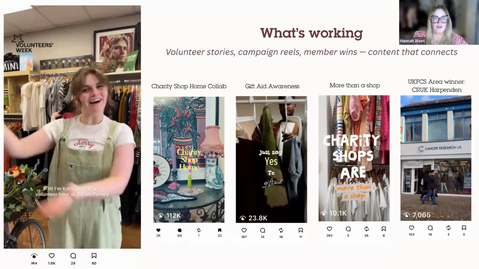Next to that one, we've got a charity shop home collab, which we did with the creator called Cicely Ray, and also the charity shop gift card. That got 112,000 views, which was a great win for us. Then we've also got an awareness video on Gift Aid, More Than a Shop campaign, and then a really nice video from Cancer Research UK Harpenden when we went there to present them with their UK's Favourite Charity Shop Award for the East of England.